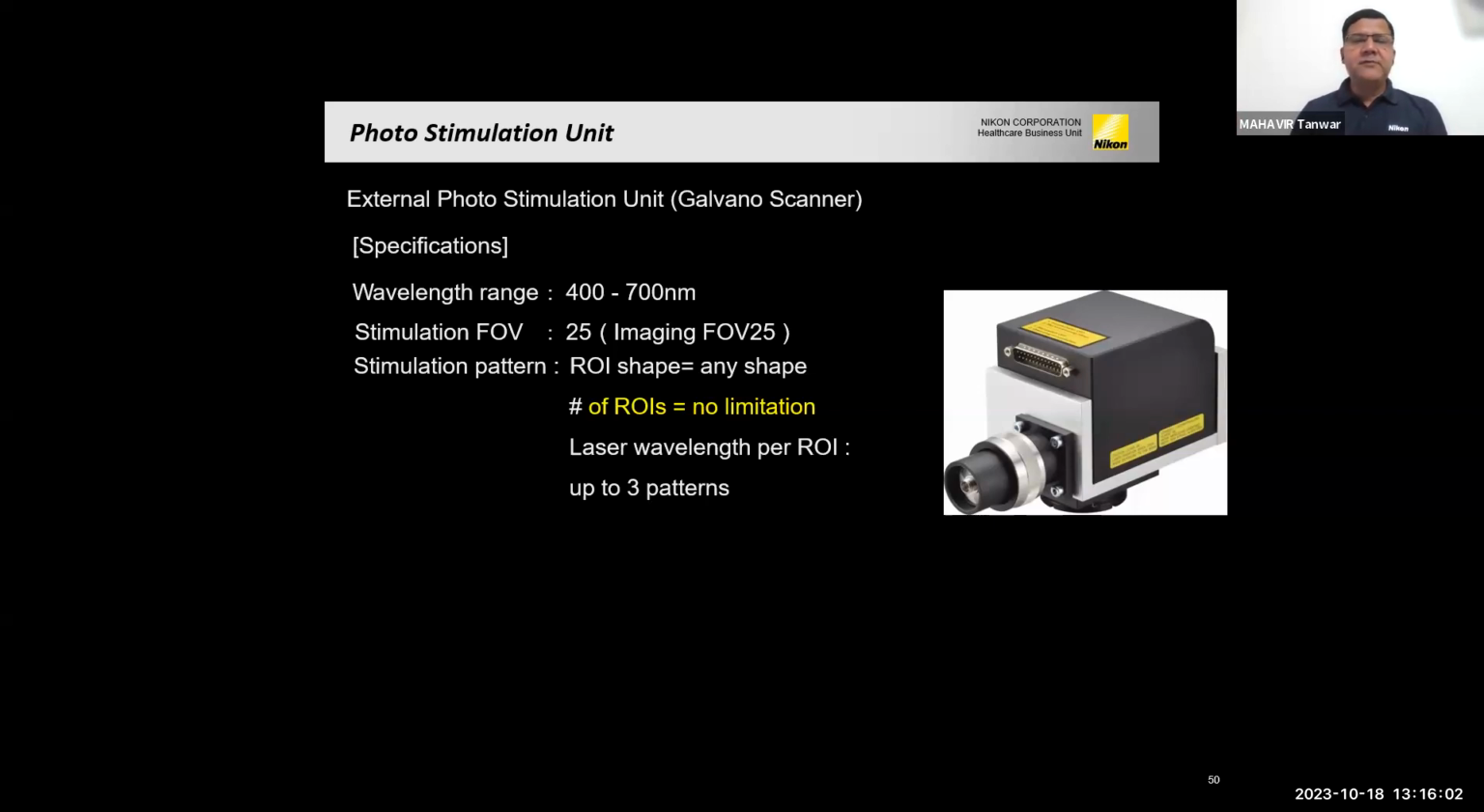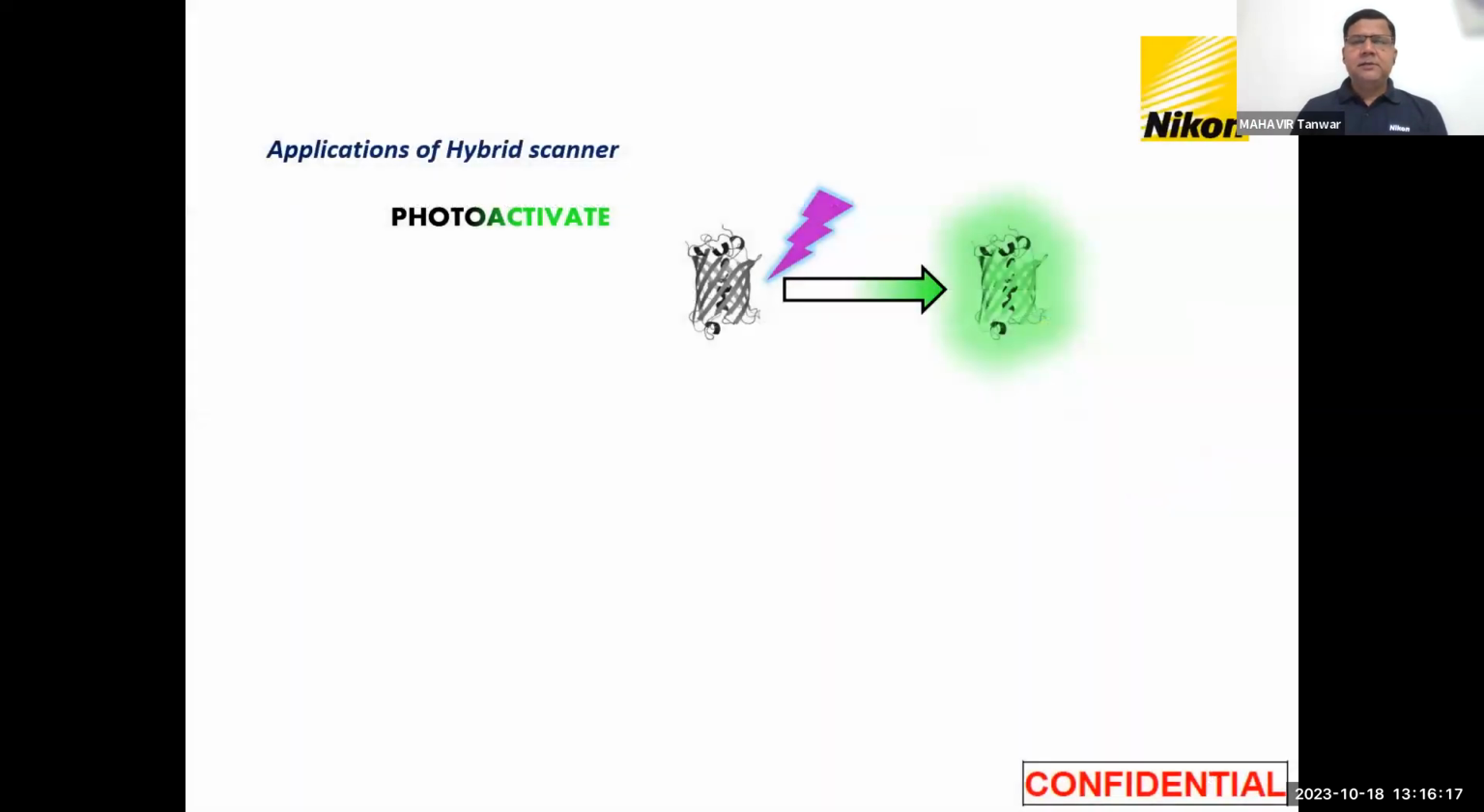To perform real-time FRAP, you can add one more scanner and you will not have any delay with respect to bleach and image. At the time when you're bleaching the sample, at the same time you can image simultaneously, which makes it a real-time application capable system.